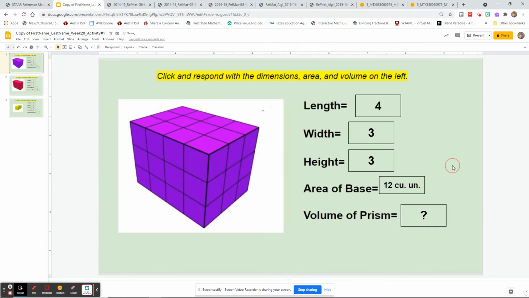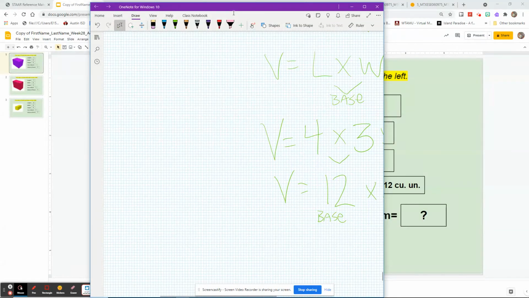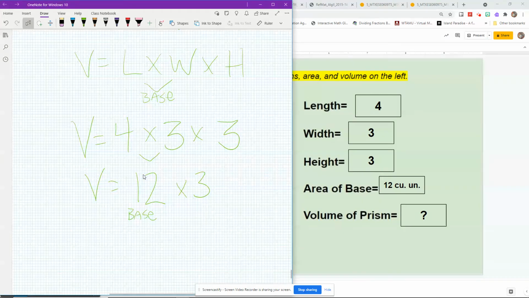12 cubic units. All right. And then if I go back to my OneNote, which is now terribly in the wrong place, I have volume equals base times height. So 12 times 3. If you know your math facts, you know that's 36, but we could always do the math to the side.